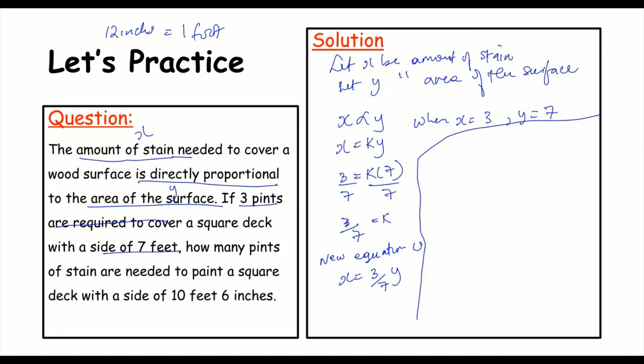So in this case, they're asking us to find x when y is equal to 10.5. That's exactly what the question is asking us to do. Find the value of x when y is equal to 10.5. So we use our new equation where we have x is equal to 3 over 7, and anywhere I see y, I'm now going to substitute it with 10.5. So 3 over 7 times 10.5. Let me grab my calculator quickly. So we have 3 times 3.